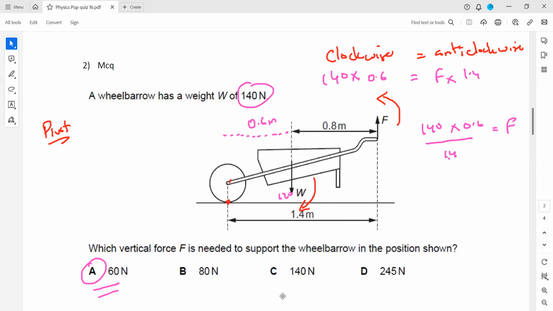Is this question clear? How did we solve this one? Does anyone have a doubt or question in this? Okay. So whenever you see such a question in which there is a turning effect, first identify the pivot, then find the force which is causing a clockwise moment, then find the force which is causing an anti-clockwise moment, and then compare them. Whenever we are solving such questions, we always assume that the object is in equilibrium, or balanced.